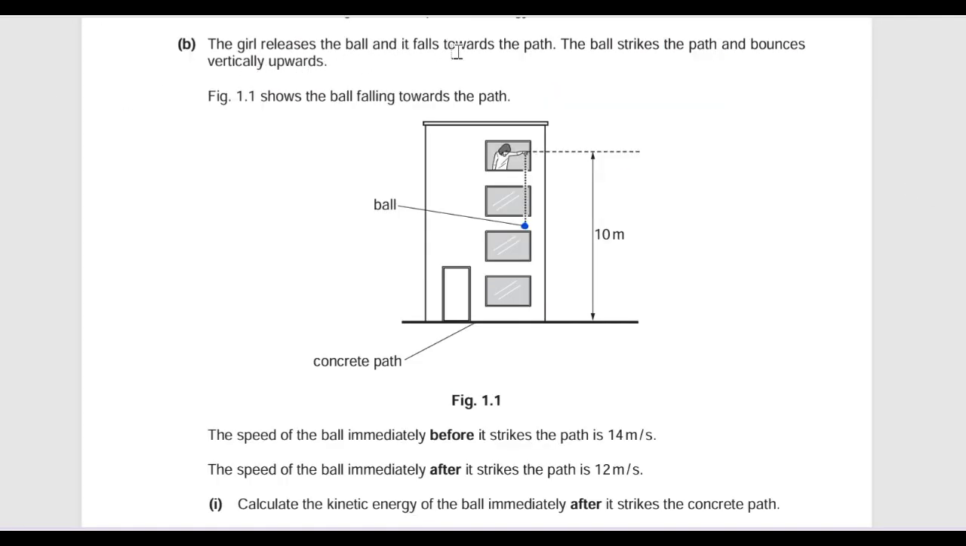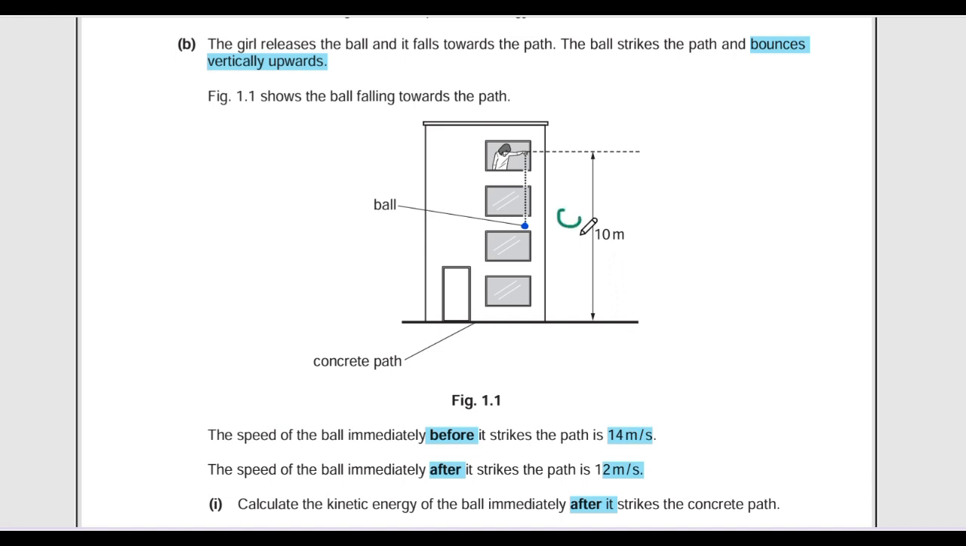B part says the girl releases the ball and it falls towards the path. The ball strikes the path and bounces vertically up. Figure 1.1 shows a ball falling towards the path. The speed of the ball immediately before it strikes is 14 meters per second, and the speed of the ball after it strikes the ground is 12 meters per second. And we have to calculate the kinetic energy immediately after it strikes the concrete path.